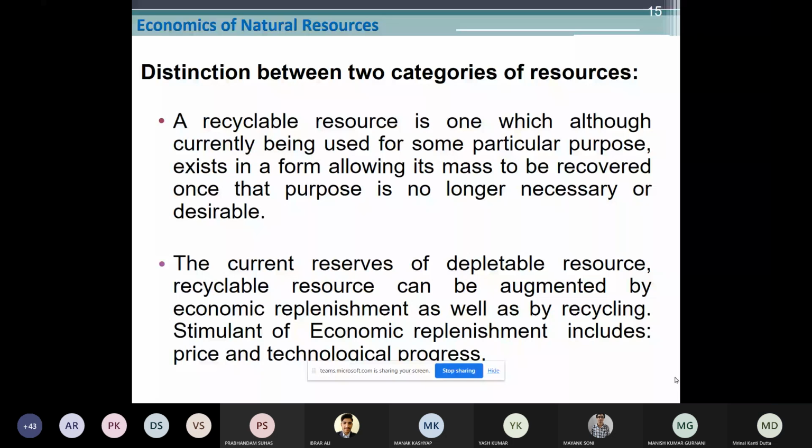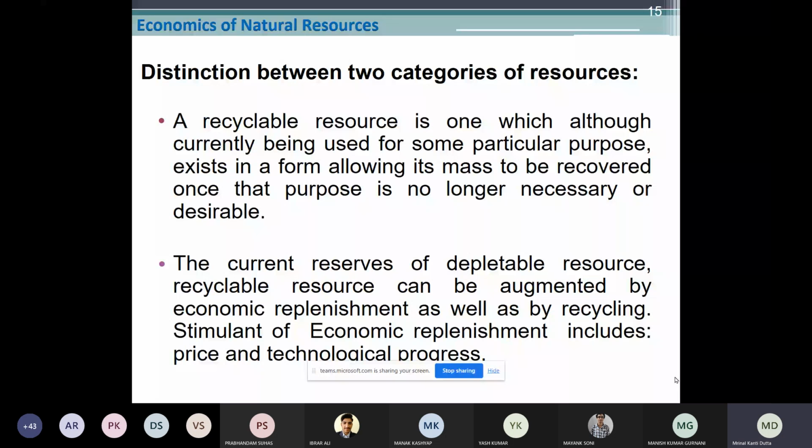Now, some of the resources can be recycled. Recycle means you can make further use of the resource in some form. This is a resource which, although currently being used for some particular purpose, exists in a form allowing its mass to be recovered. Once that purpose is no longer necessary or desirable, you can convert it into something else and recycle it. You can actually get it used again. So that is a recyclable resource.